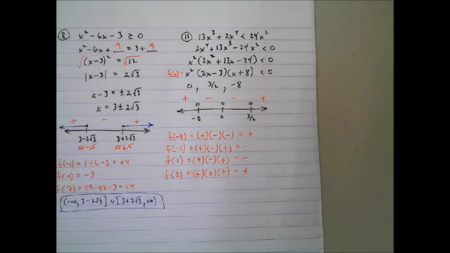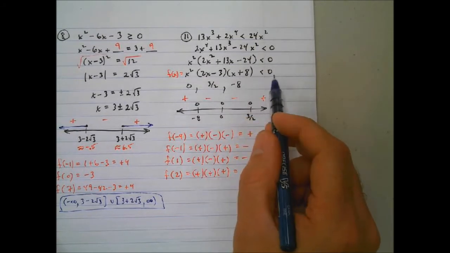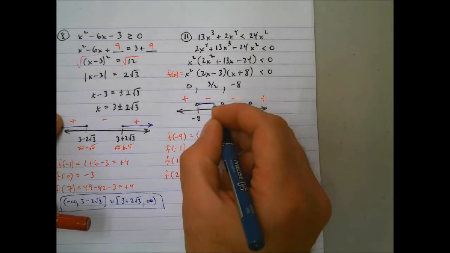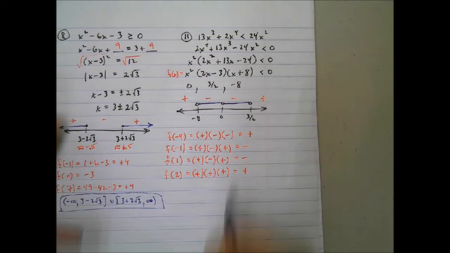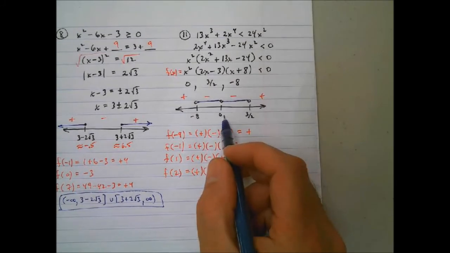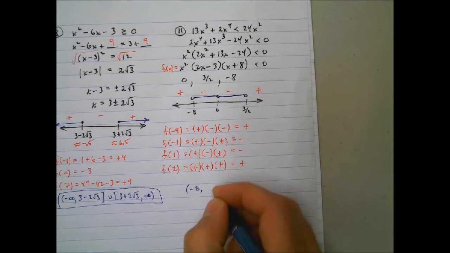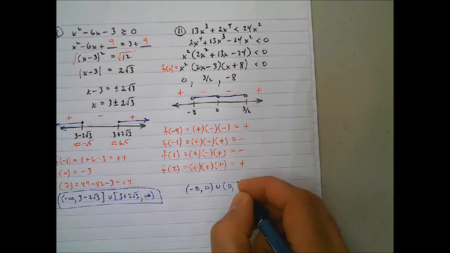Okay. Now, we are looking for where this function is less than 0, so we're looking for the negatives. The negatives are here in the middle. It does take 2 intervals because 0 is not included, so the solution set is negative 8 to 0 union 0 to 3 halves.